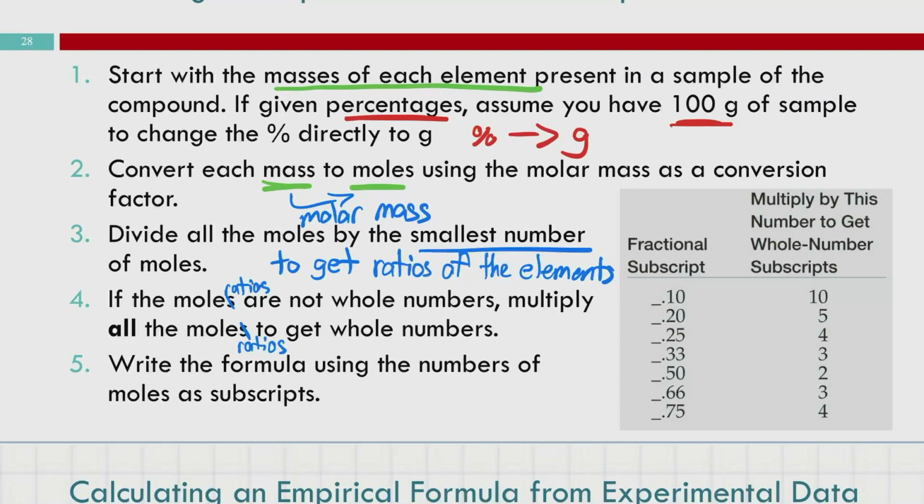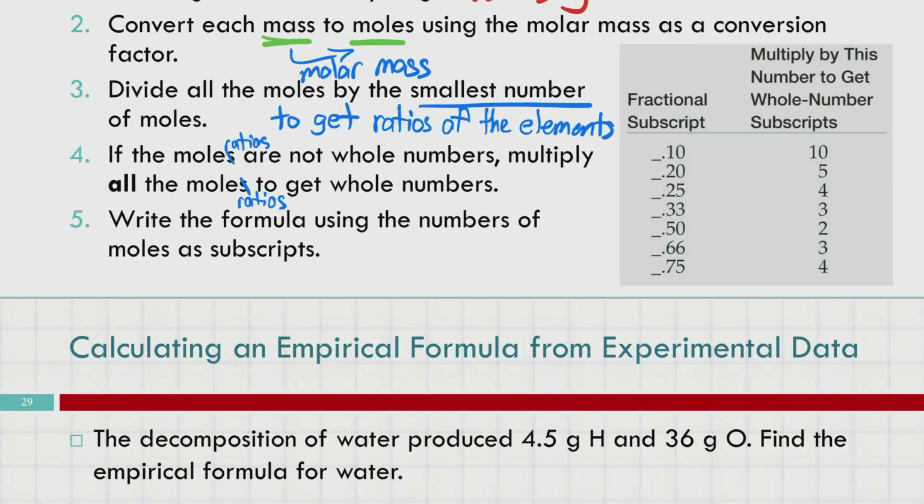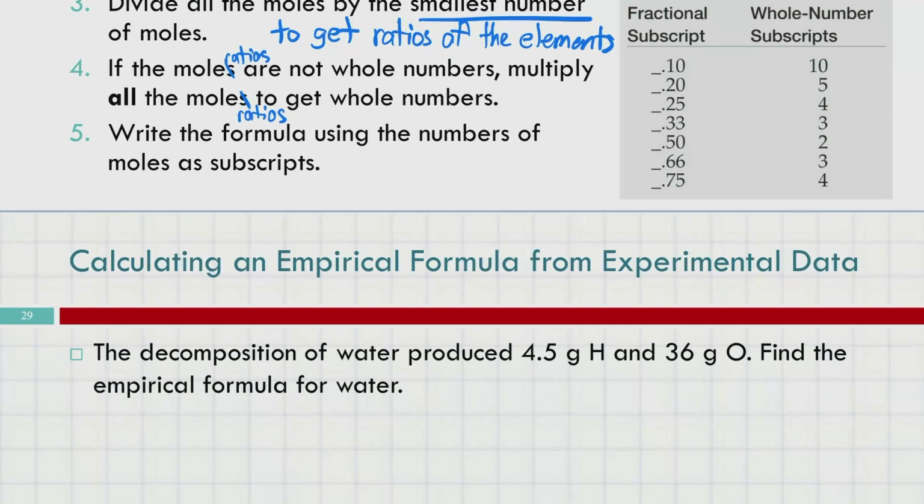So if you get confused with this, you're not alone. The problems in exams will work out nicely. If you get something that's like 0.33 or 0.66 or 0.50, that is not close enough to round. You need to multiply by something.